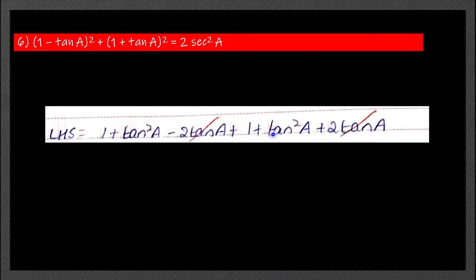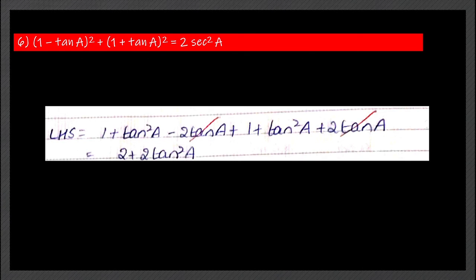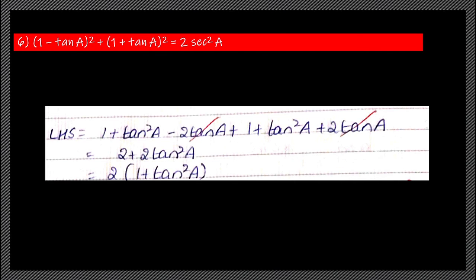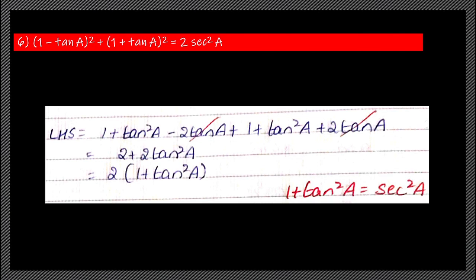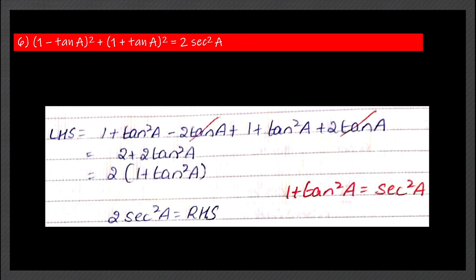Minus 2 tan A and plus 2 tan A get cancelled. So 2 plus 2 tan square A. So if you take 2 as common, you will be getting 2 into (1 plus tan square A). 1 plus tan square A equals secant square A using the identity which we are aware of. So 2 secant square A, which is equal to RHS, is our expected result which we have already got.